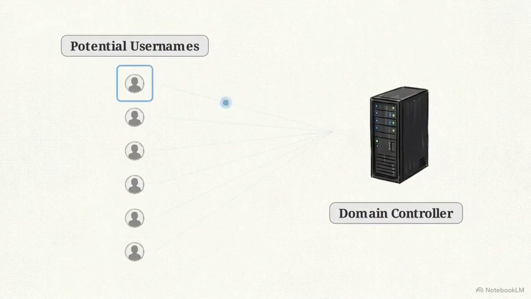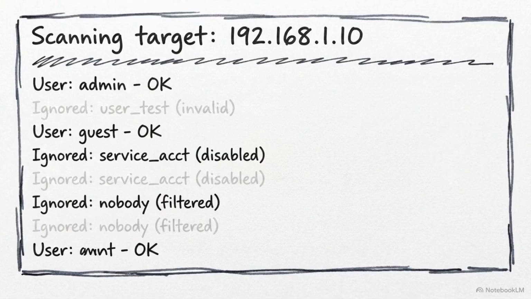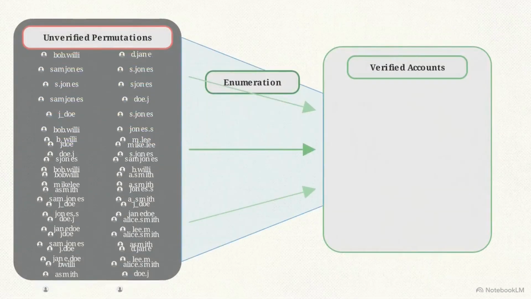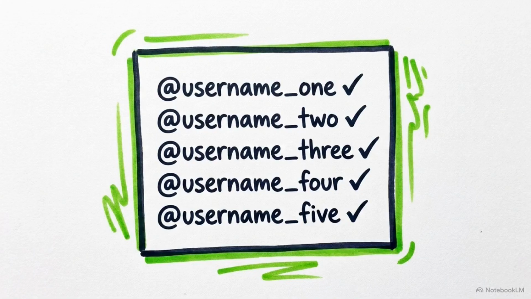We use an enumeration tool to query the domain controller and verify which accounts actually exist. Looking at the output from our enumeration tool, the invalid accounts are ignored. Only the usernames highlighted in green are confirmed to be active on the network. By refining our list, we reduce the volume of our network traffic. A broad, noisy operation is now a highly focused list of confirmed targets.